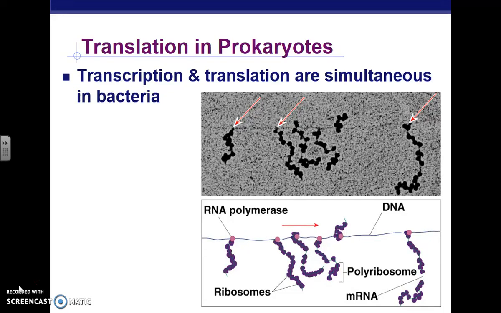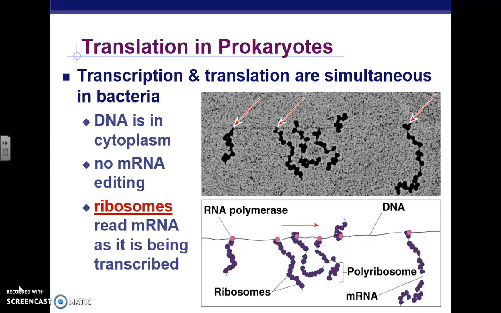In prokaryotes, that's not true, okay? As soon as the DNA is made into mRNA, the ribosome hops on it immediately. There's no mRNA editing, there's no need for a GTP cap, there's no need for a poly A tail. As soon as the mRNA is transcribed, it is immediately translated into protein.